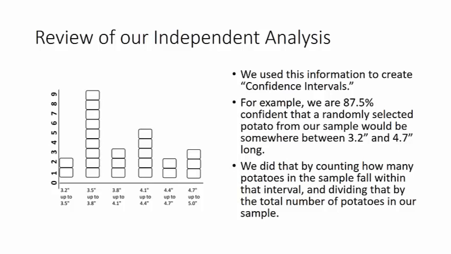And we do that by counting. We actually counted the number of potatoes that fall within that 3.2 inches to 4.7 inch range, and we divide that by the total number of potatoes, and that's how we came up with this confidence level, this percentage likelihood, this probability.